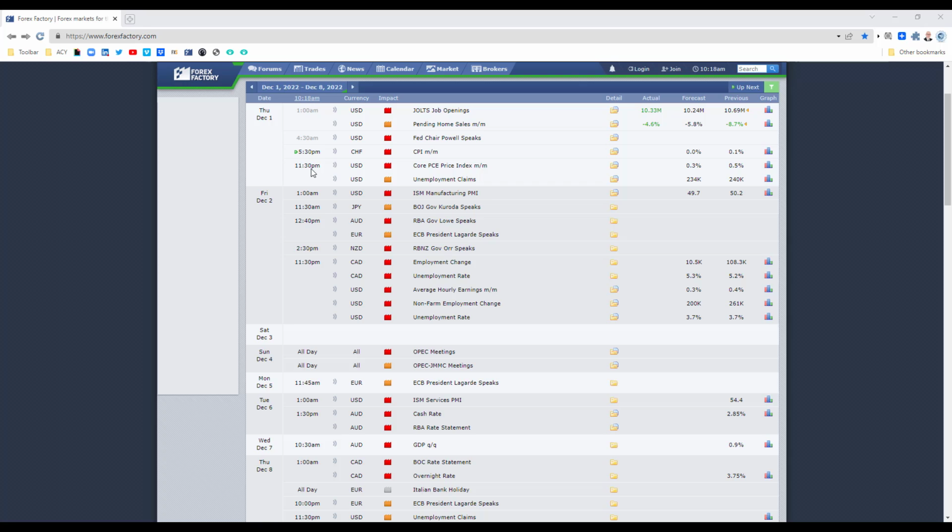11:30 PM tonight, Queensland time, we've got the US core PCE price index data coming out. 1 AM in the morning, Friday, the US ISM manufacturing PMI data. And into the evening on Friday, 11:30 PM, we've got the non-farm employment change and unemployment rate figures coming out for the US.